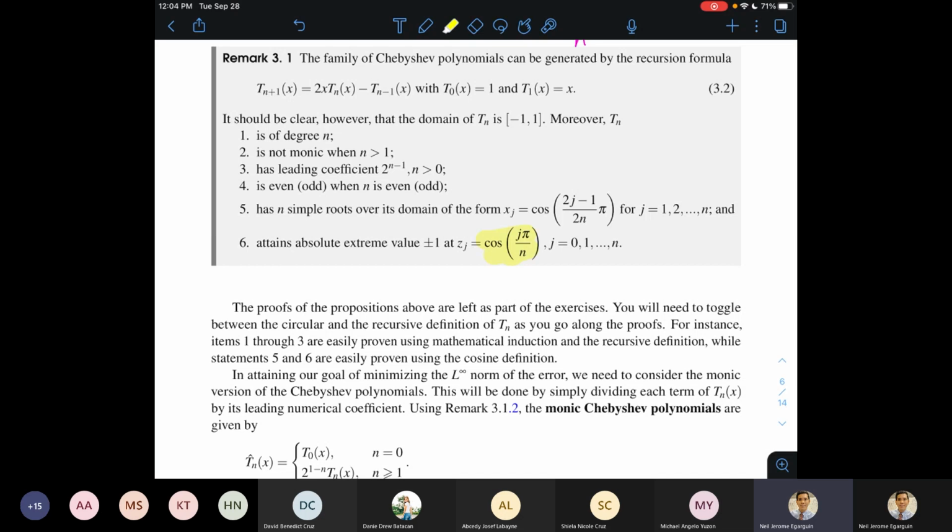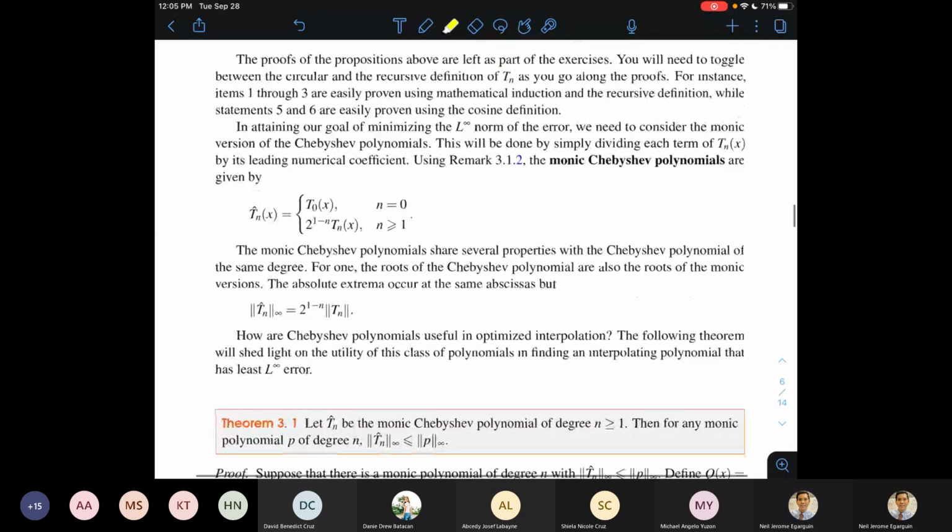Okay, now look at remark number 2. We said that the Chebyshev polynomials are not monic, but remark number 3 says the leading coefficient is 2 to the n minus 1. I will be more interested in looking at the scaled Chebyshev polynomials so that they become monic, right? Dahil alam ko na yung leading coefficient, pwede ko na lang siyang i-divide yung Chebyshev polynomial by the leading coefficient to get a monic one, right? And that is what is done here.